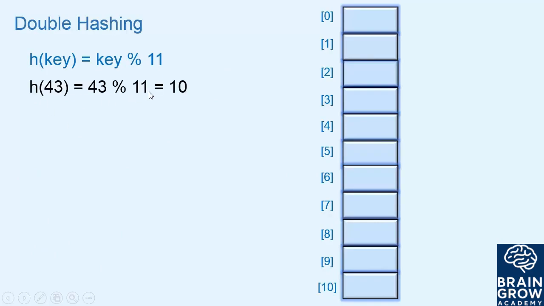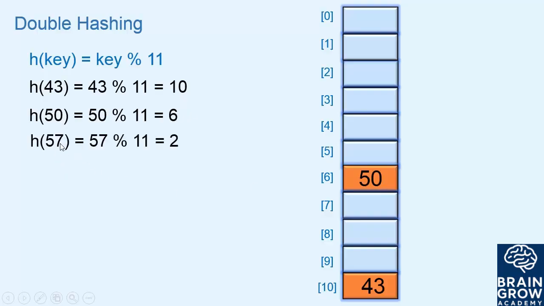Now first we have to insert this key 43. It is mapped to location 10. It is empty, so we insert it here. Next we have to insert this key 50. It is mapped to location 6, which is empty, so we insert it here. Next we have this key 57. It is mapped to location 2, which is empty, so we insert it here.